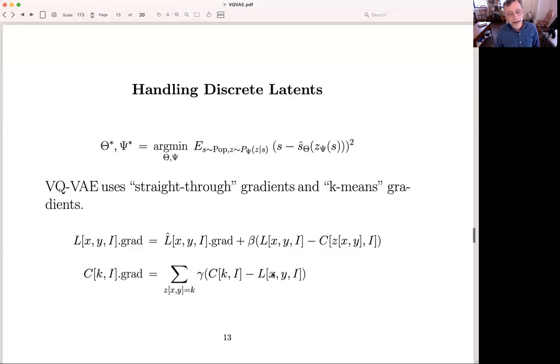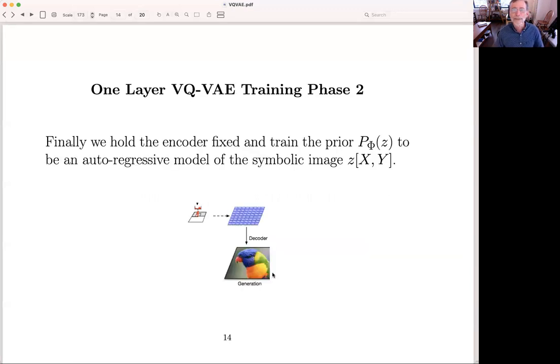Okay, when I did this, this is phase 1. I fixed the prior to be trivial, uniform, right? And I'm ignoring it. But the prior is an important part of the model. So then there's a phase 2 in this. Now we've got an encoder. We've trained the encoder and the decoder, boom, boom, but we haven't trained the prior. We took the prior to be trivial, uniform.